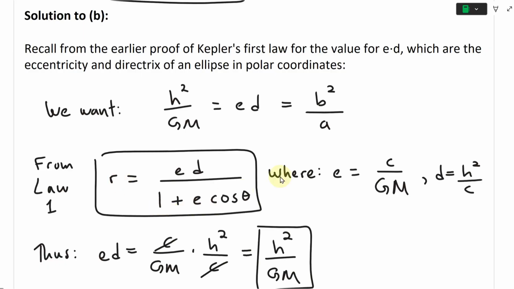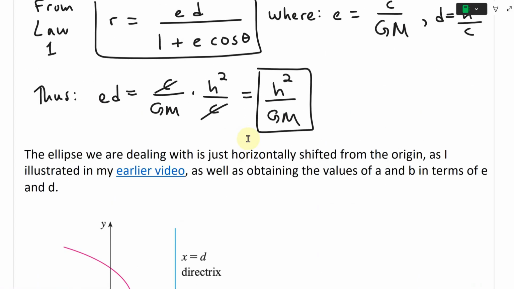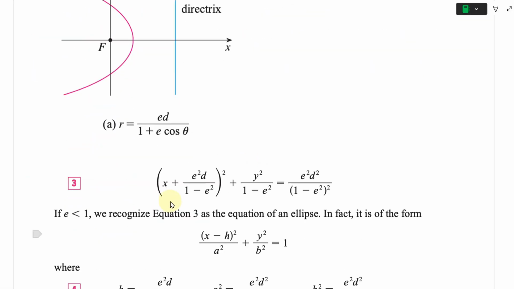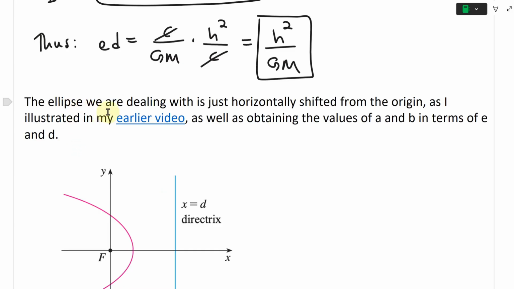All right, and now the next step to prove that it equals b squared over a, the major and minor axis, we have to basically convert this back into the normal ellipse setup. Instead of using the polar ones, we need to use the xy setup like this. This is from an earlier video, so again, it's a recap. The ellipse we are dealing with is just horizontally shifted from the origin, as I illustrated in my earlier video. There's a link to that, as well as obtaining the values of a and b in terms of e and d.